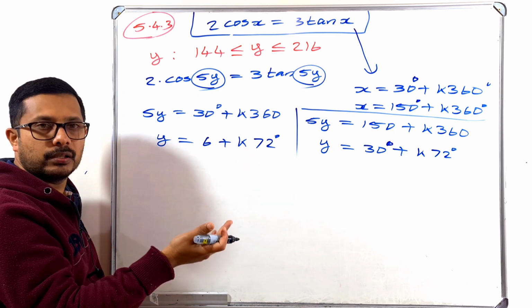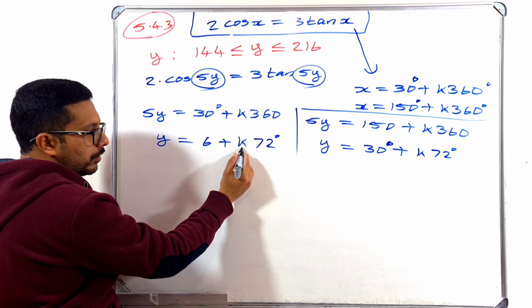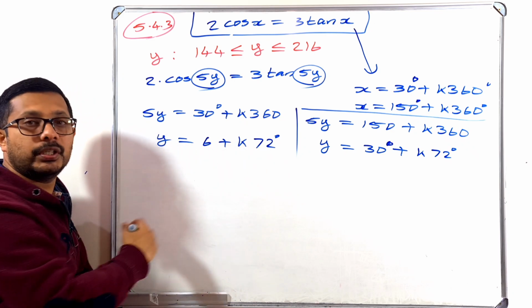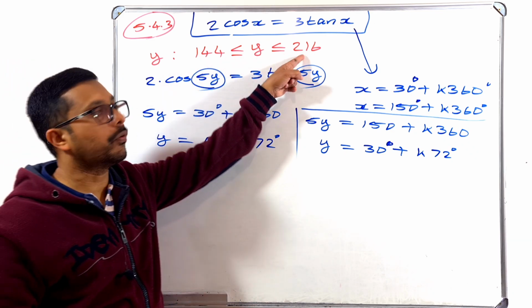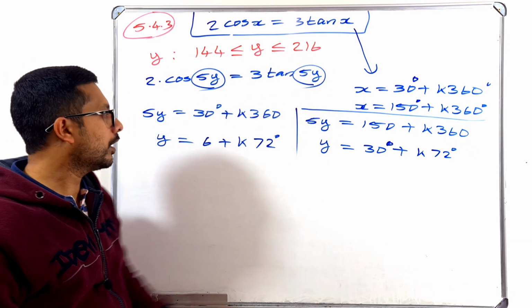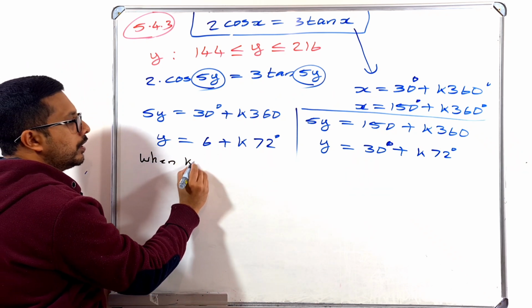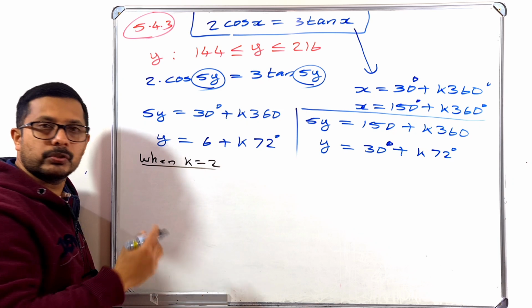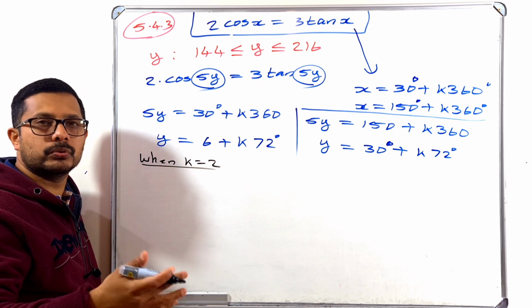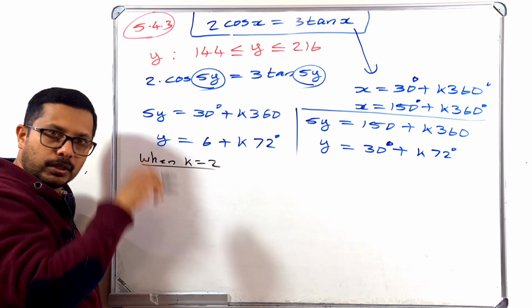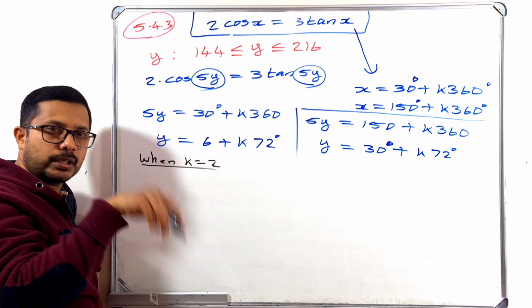So we can substitute different values for k. K is equal to 1. If I substitute k is 1, 72 times 1 is 72. 72 plus 6 is 78. But that is not in our range. You understand? So what about if I substitute when k is equal to 2? I can substitute any values for k as 1, 2, 3, or minus 1, minus 2, minus 3. Am I right? That stands for the rotation, anti-clockwise and clockwise.